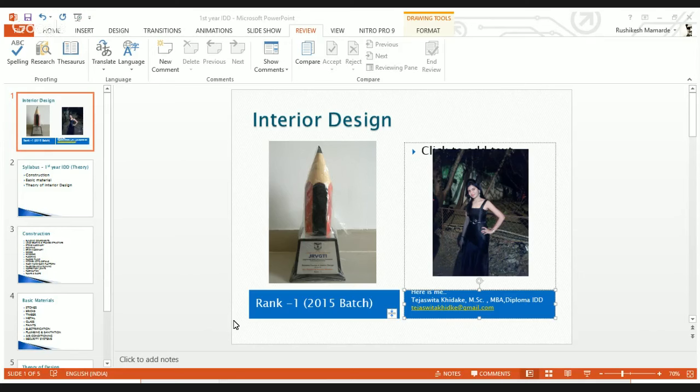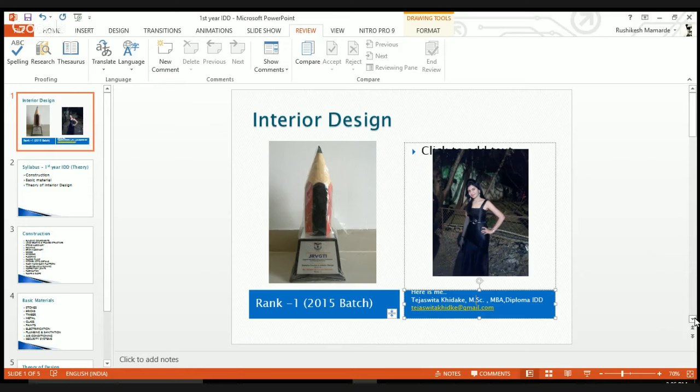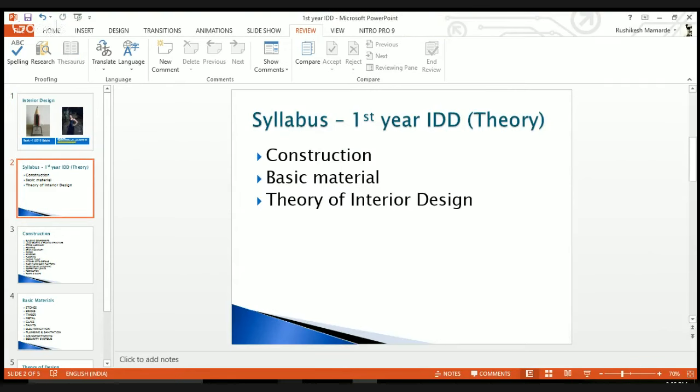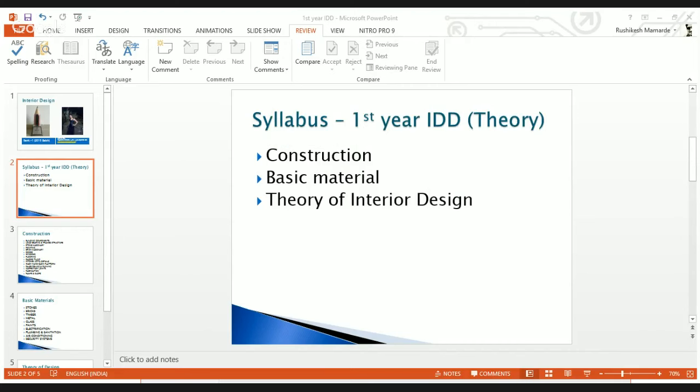So first things first, we will discuss the syllabus. As you see, there are three topics in the syllabus. That is construction, then basic material, then theory of interior design.